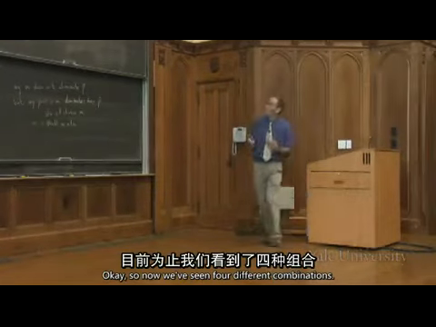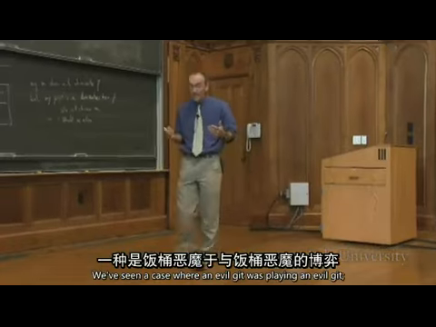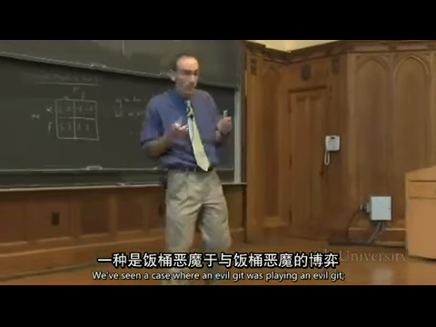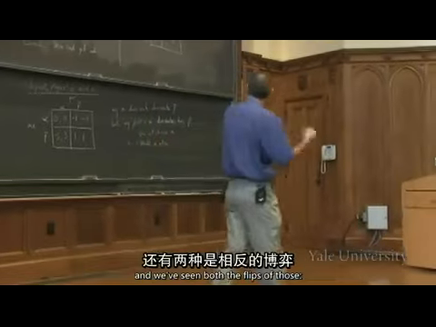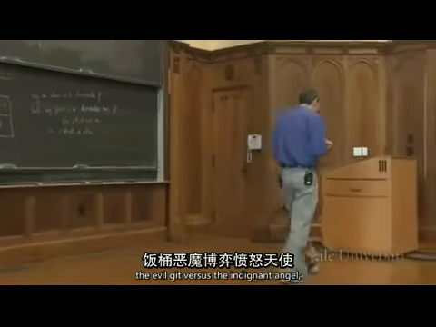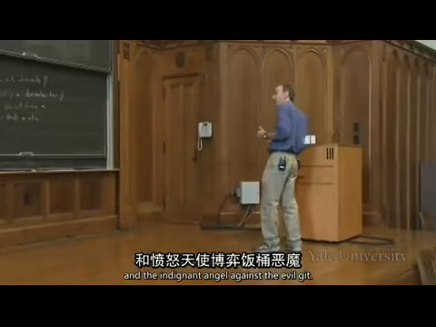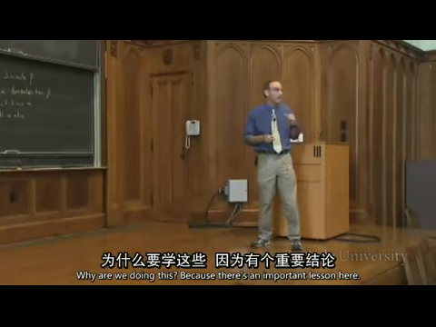Okay, so now we've seen 4 different combinations. We've seen a case where an evil git was playing an evil git, where an indignant angel was playing an indignant angel, and we've seen both the flips of those, the evil git versus the indignant angel, and the indignant angel against the evil git. Why are we doing this? Because there's an important lesson here.